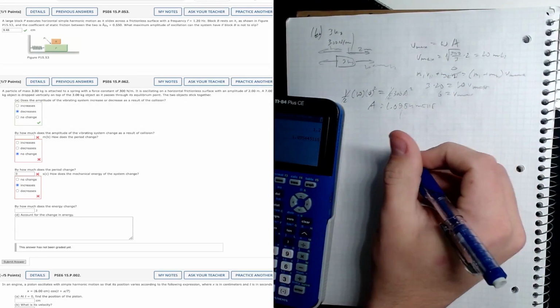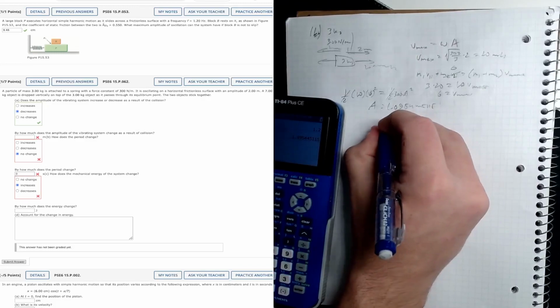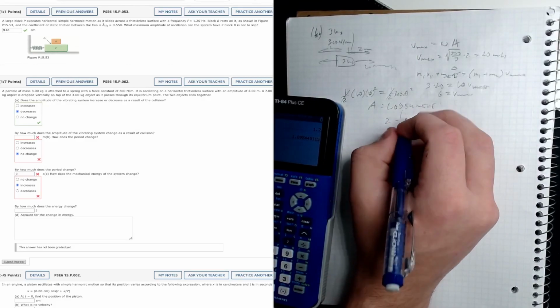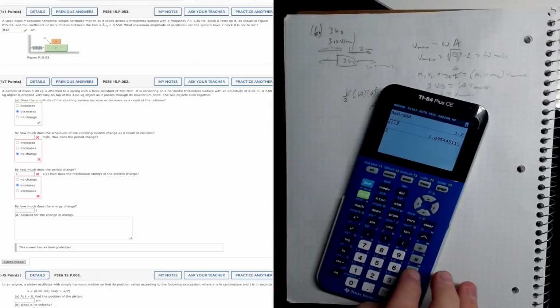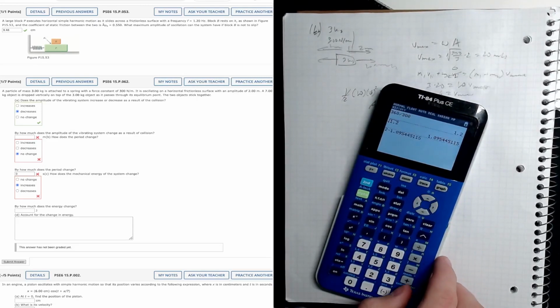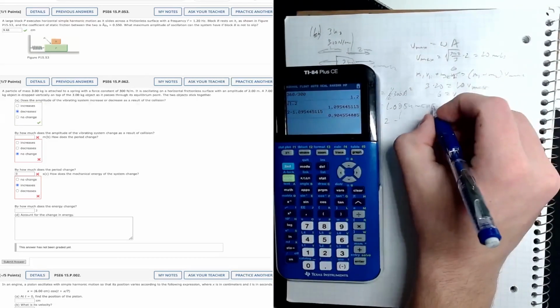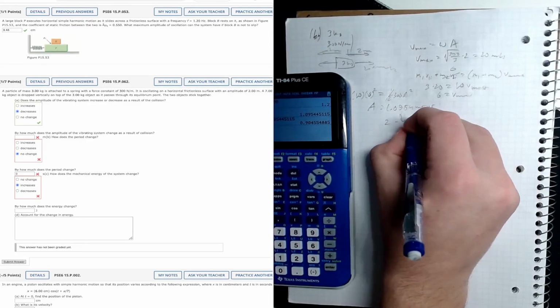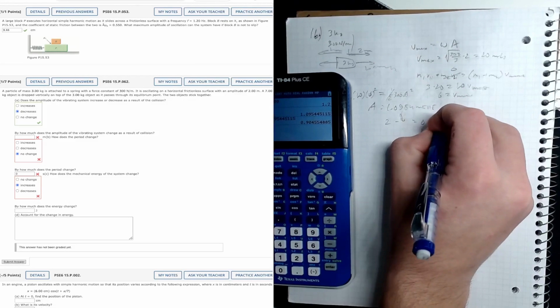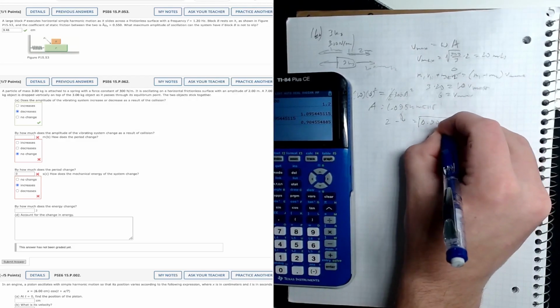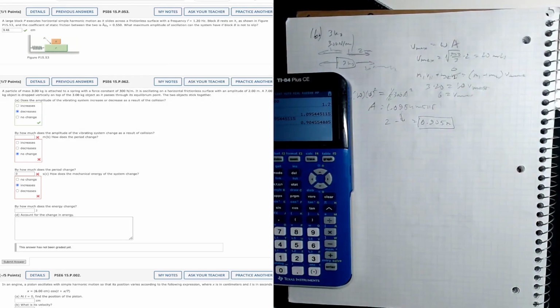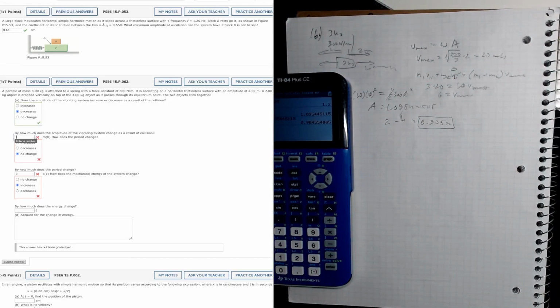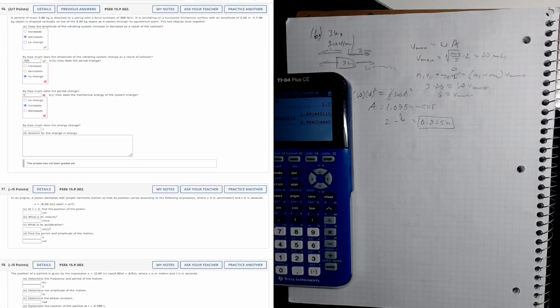So to find the difference in amplitude, we take the old one, which is 2. 2 minus that is 0.905, and that, guys, should be the answer for the change in amplitude. Let me just make sure. 0.905. Alright, that's correct up there.